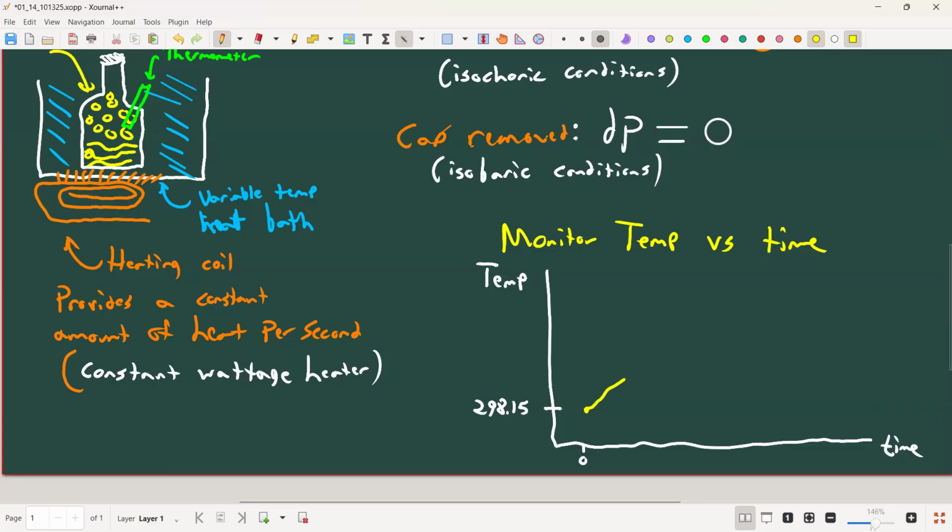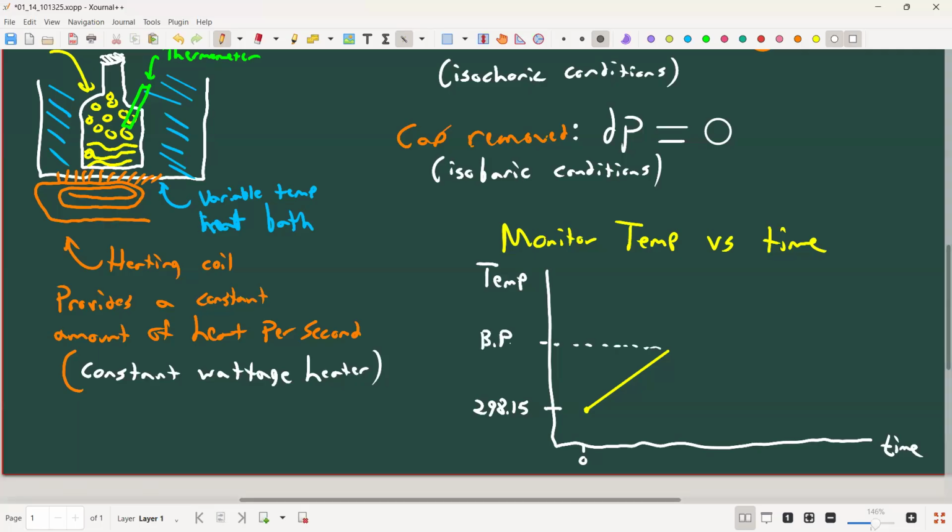Right, so the temperature of the water continues to heat. Right, and eventually we hit boiling, right? And boiling depends on the pressure that we're at. So we'll just have some boiling point. We see the liquid heat at some rate.